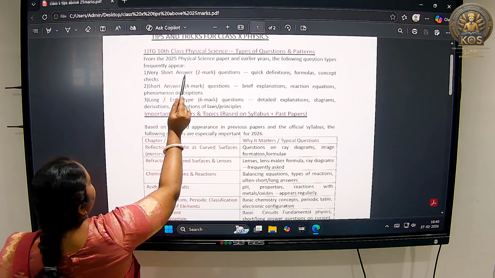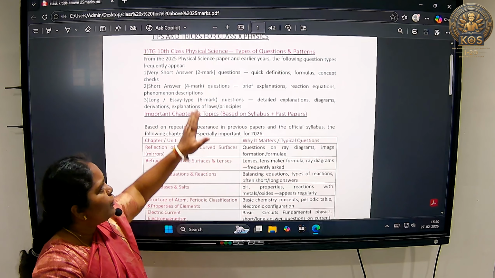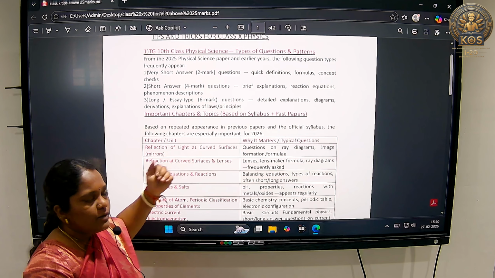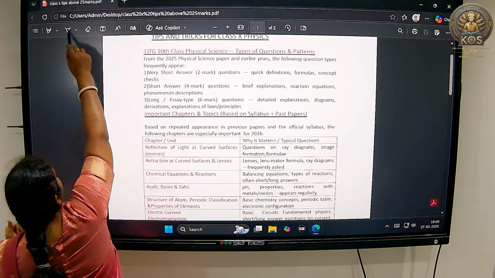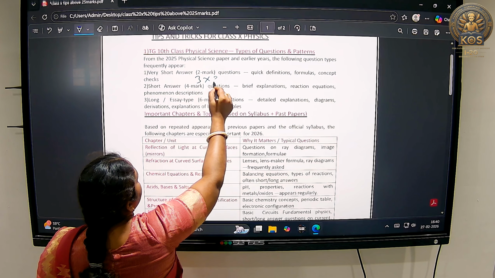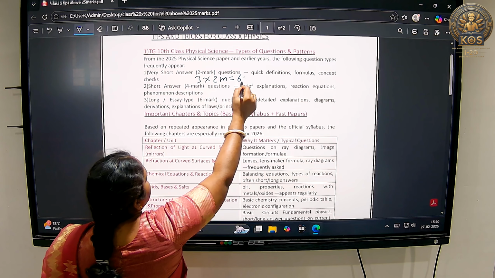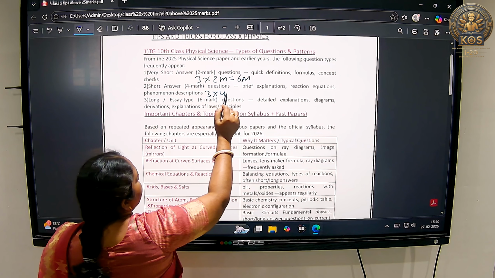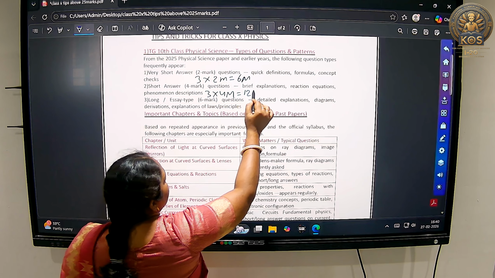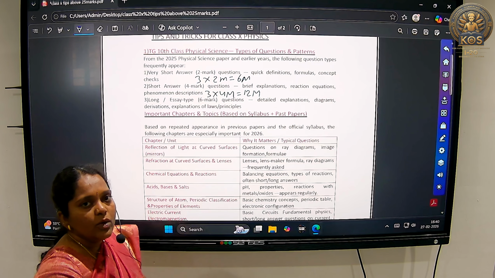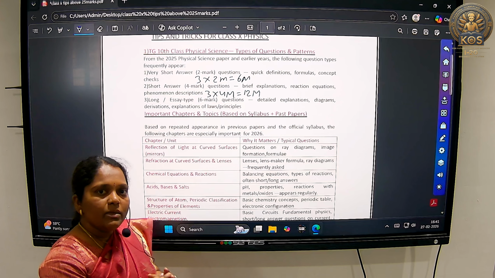First is of very short questions which are of 2 marks. 3 questions will be given, and you have to answer 3 out of 3. Each contains 2 marks, so a total of 6 marks. Coming to 4 marks, 3 questions will be given, a total of 12 marks. There is no choice in these 2 bits, so you have to attempt 3 out of 3 from each bit.